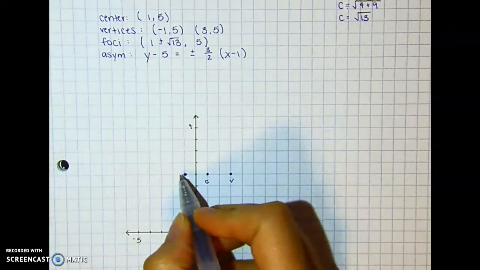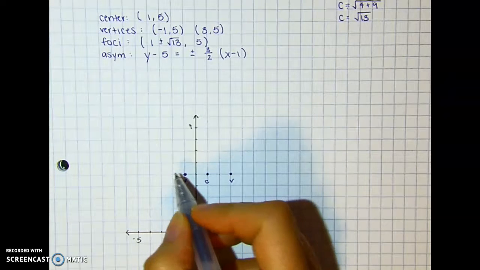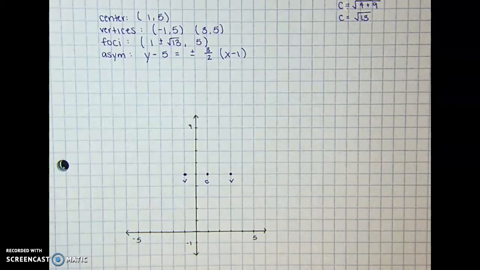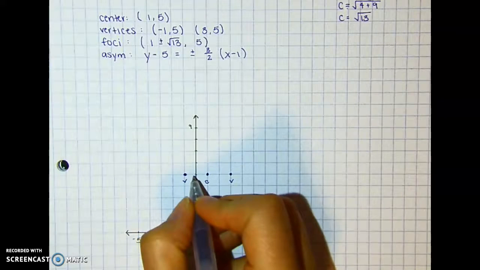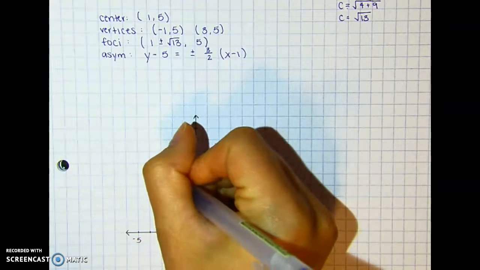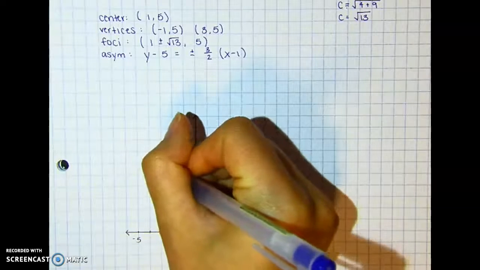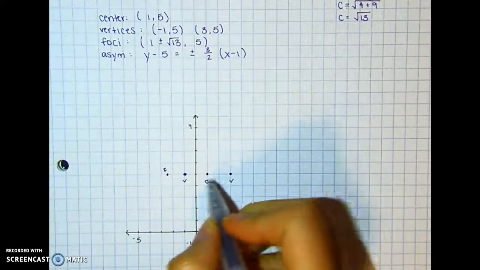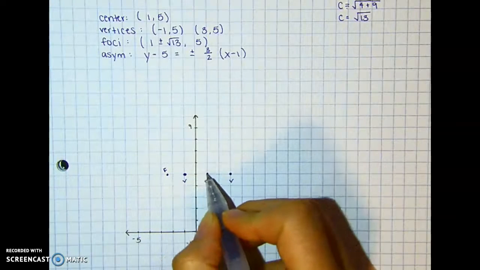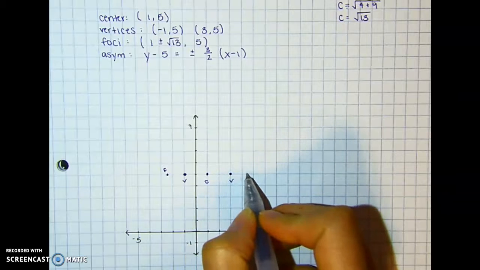1, 2, 3. I'm struggling right now. Probably because it's night and I'm tired, and I taught all day. Okay, so then 1, 2, 3, and a little bit extra.